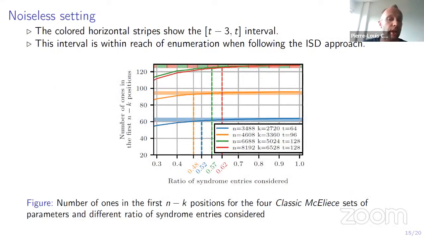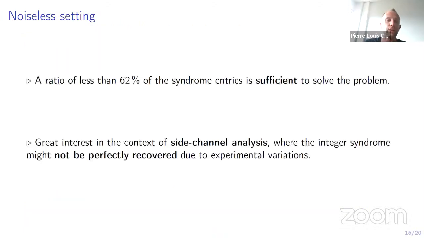The parameters I show you here are the classic McEliece sets of parameters. And we see that when the security increases, the number of rows needed, so the ratio of syndrome entries needed, is also increasing, which makes sense. So it's of great interest in the context of side channel analysis, because when we do side channel analysis, we have noise, we have perturbations during the process, so we will not be sure that all the entries we have collected are correct. So to require less than all the entries is a plus.